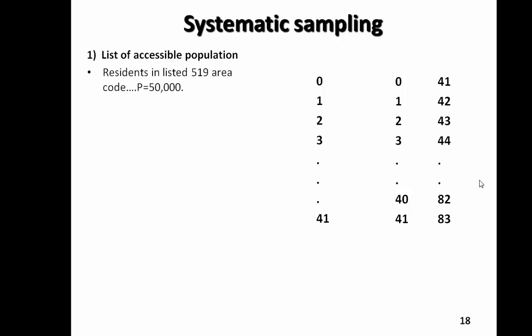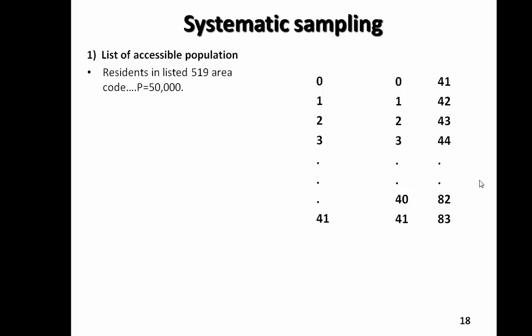In the research process, it is very often the case that a more systematic approach is used to select samples. In systematic sampling, the researcher will first make a list of the accessible population. One example is residents in the listed 519 area code.